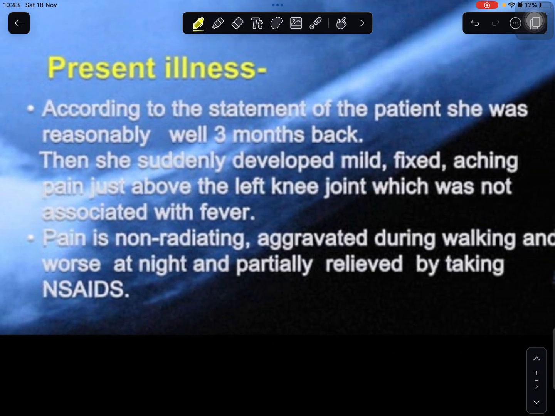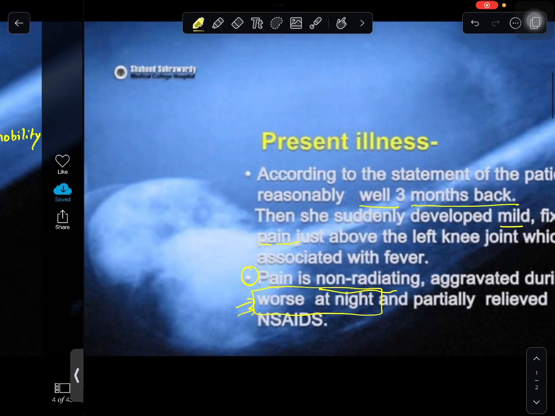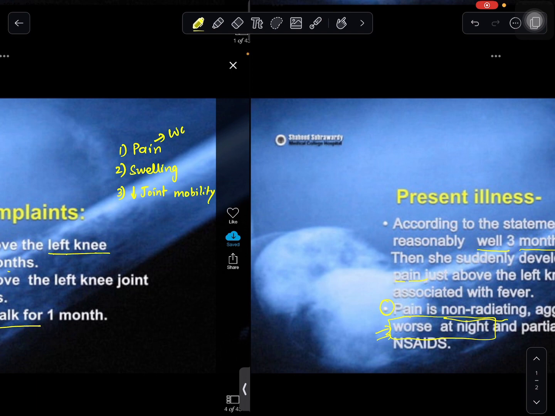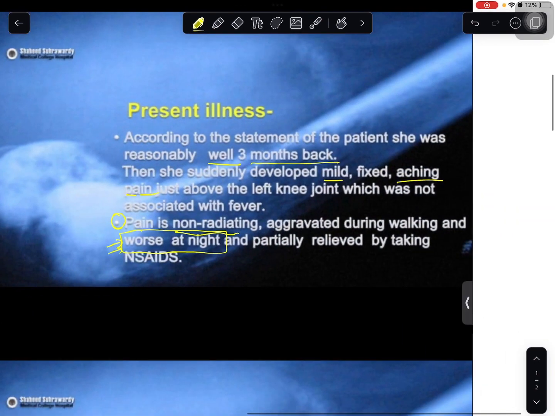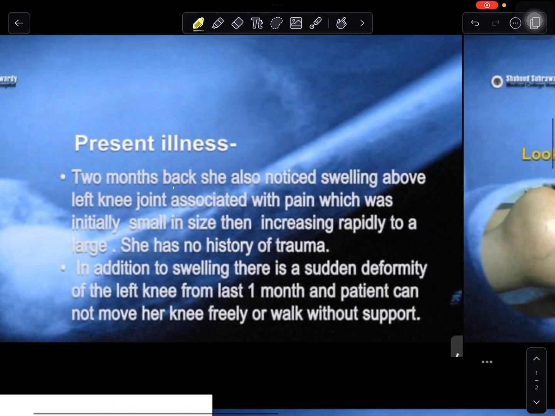Now we ask her about her further illness. She says that she was very much well 3 months back. However, she developed mild aching pain just above the left knee joint, which was not associated with fever. Something that is important is that the pain is non-radiating, aggravated during walking, and it is getting worse at night. So the pain gets worse at night and is particularly relieved by taking NSAIDs. You might know what NSAIDs are from pharmacology: the non-steroidal anti-inflammatory drugs.